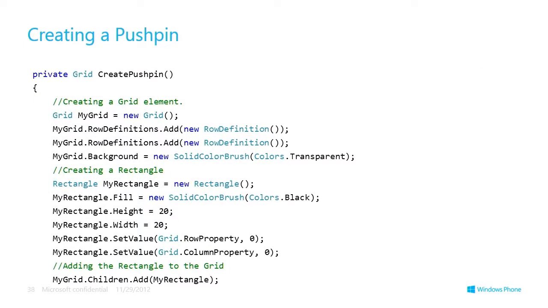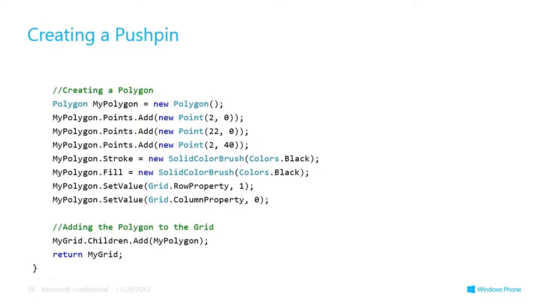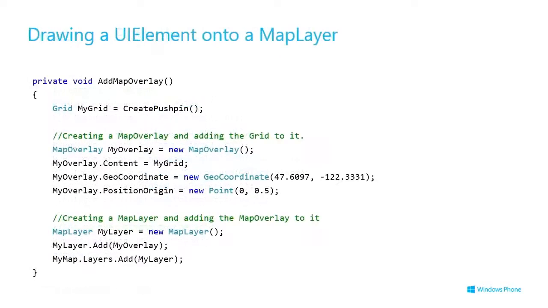This is the kind of code you would use. Create a push pin. This is doing it in code, but you could actually create a user control and do it that way. But here we're creating a grid, and then we're putting a rectangle into the grid and coloring it black. So that's the bottom of our push pin. And then we're adding that to our grid, and then we're creating a polygon as well, putting the points on it, and painting that black. So that's creating our composite object, which is our push pin's shape.